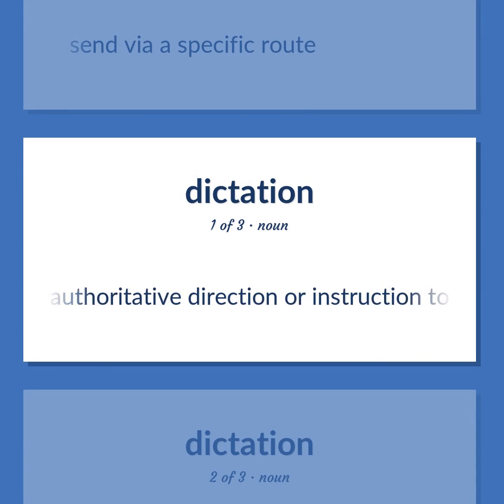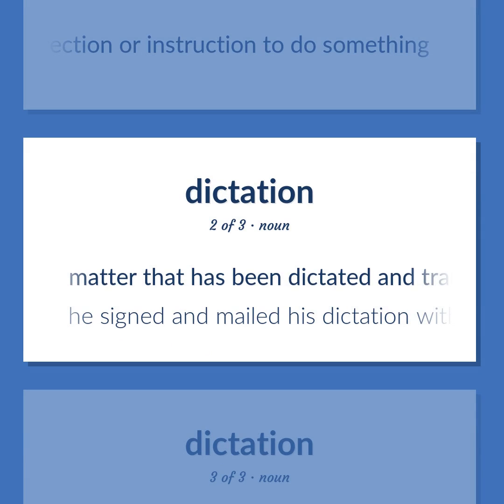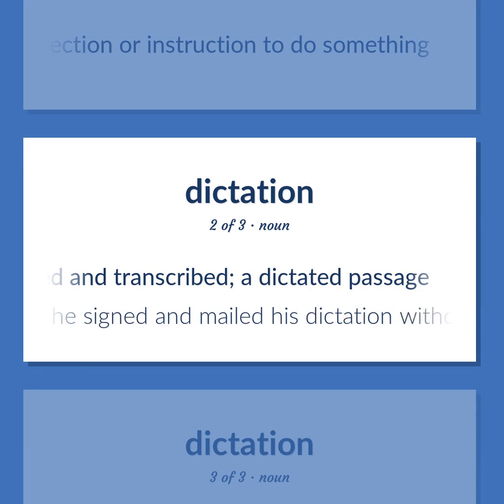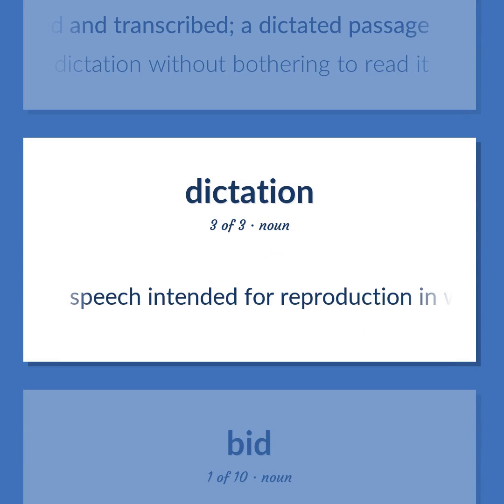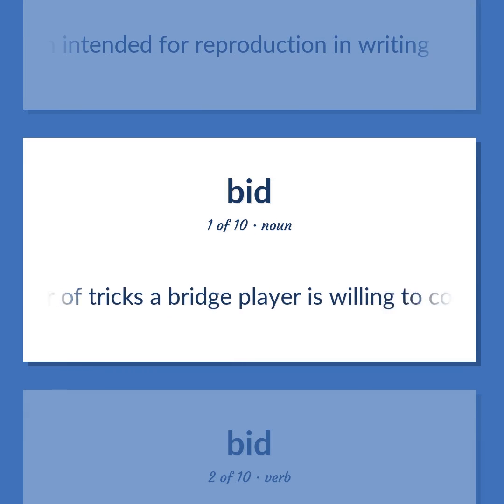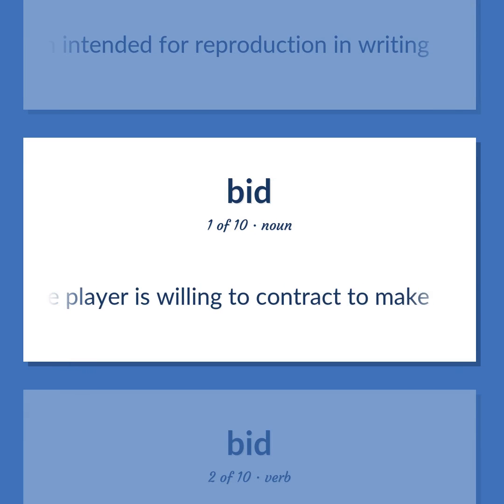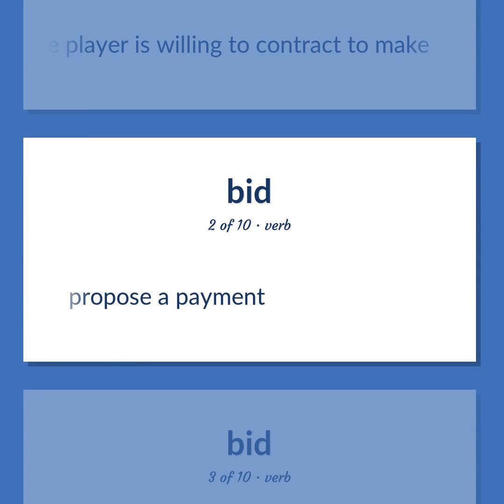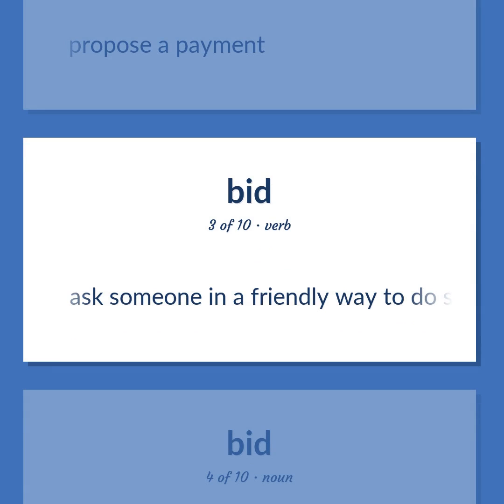An authoritative direction or instruction to do something. Matter that has been dictated and transcribed, a dictated passage. He signed and mailed his dictation without bothering to read it. Speech intended for reproduction in writing. Bridge, the number of tricks a bridge player is willing to contract to make. Propose a payment. Ask someone in a friendly way to do something.